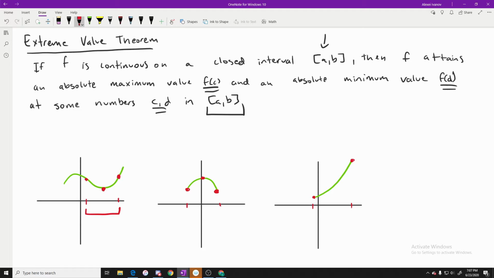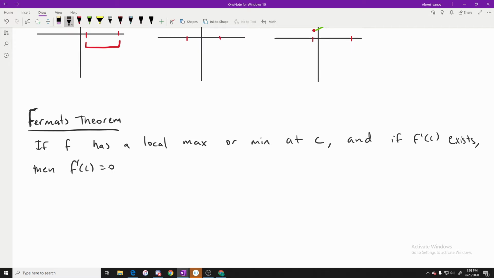So this brings us to Fermat's theorem, which basically says if we have a local max or min at this value c, and f prime at c exists, then f prime at c is equal to 0. Basically what this means is that local or absolute maxes or mins have a derivative of 0 at that value.